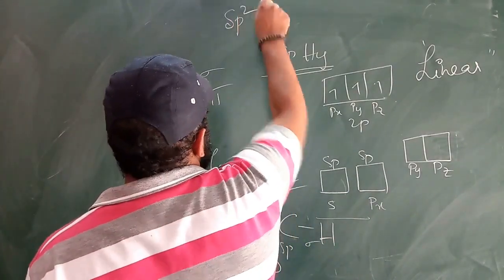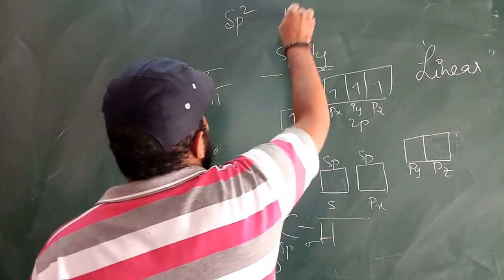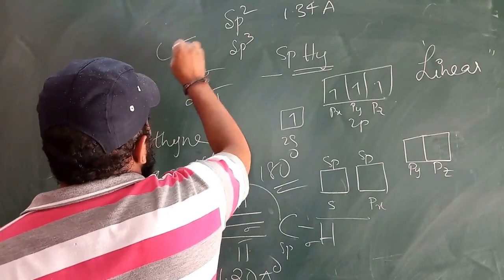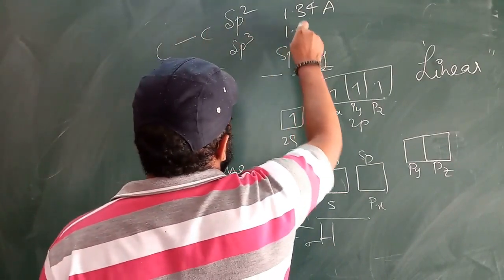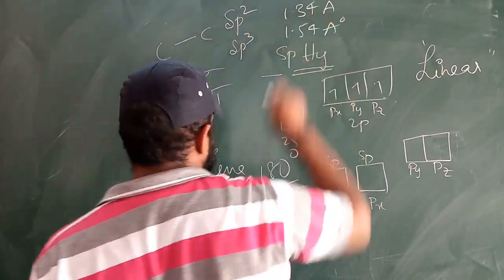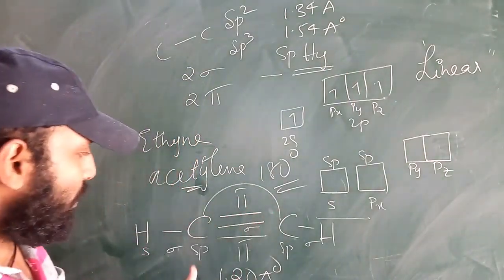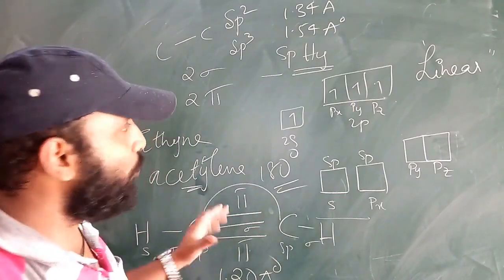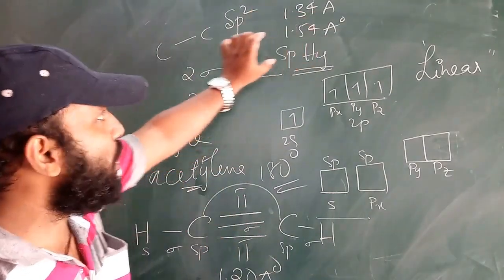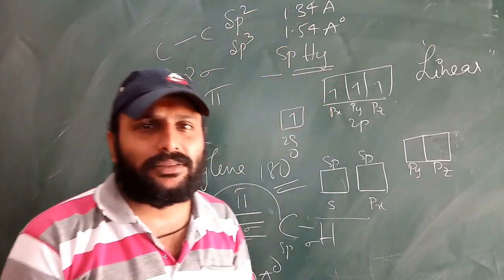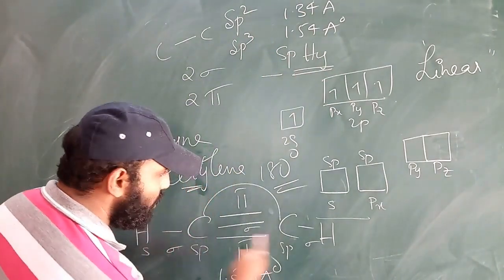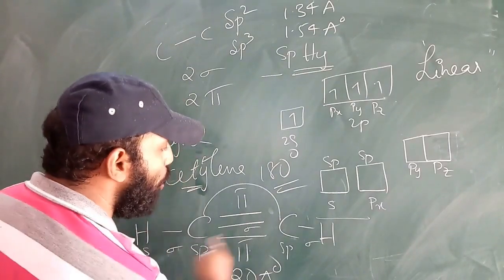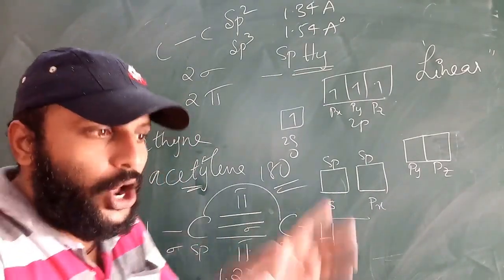For sp2, what is the bond length? It will be 1.34 angstrom. If it is sp3, what will be the bond length between carbon and carbon? It will be 1.54 angstroms. So bond length will be 1.20 for sp hybridization bonding, for sp2 it is 1.34, for sp3 it is 1.54. Bond length means what? The distance between the nuclei of two carbon atoms going for bonding. That is called bond length, the length of the bond made by the two atoms.